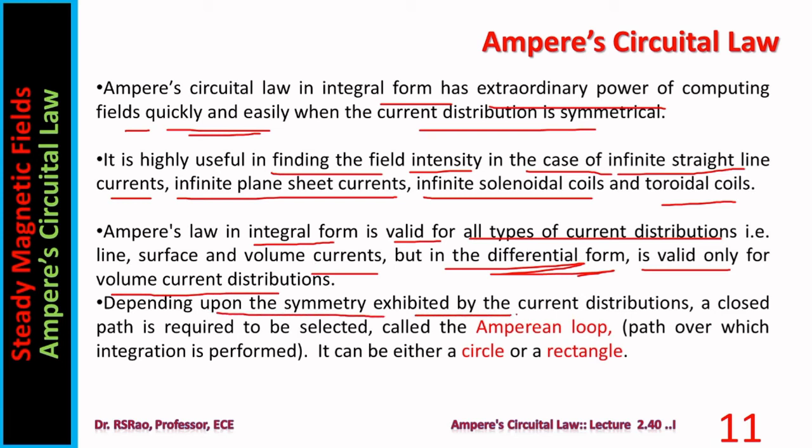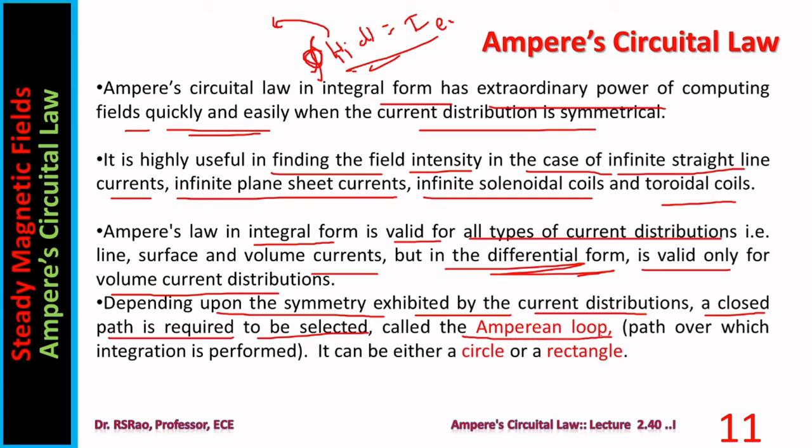Depending upon the symmetry exhibited by the current distribution, a closed path is required to be selected. The law is basically H dot dl equal to I enclosed. When this is used to find field intensity, it requires this integral to be evaluated. On the left hand side we have a closed line integral, so a path has to be selected. A path is required to be chosen by the engineer or student. That path is called the Amperian path or Amperian loop.